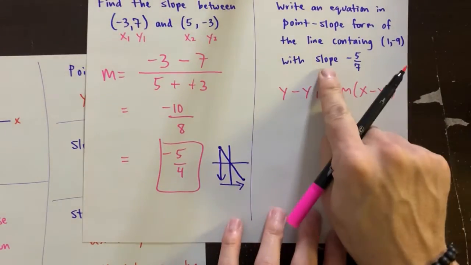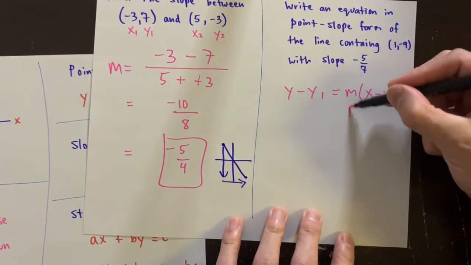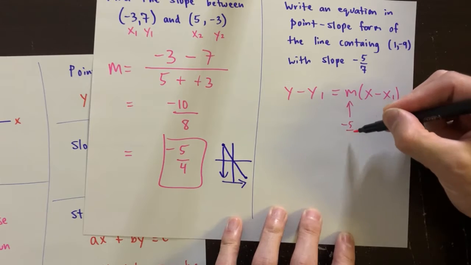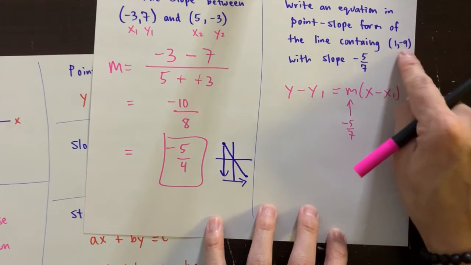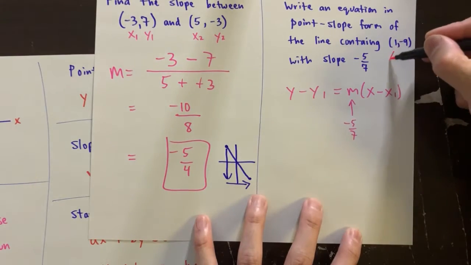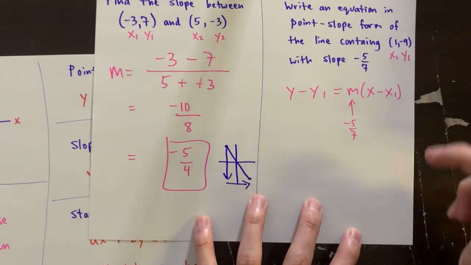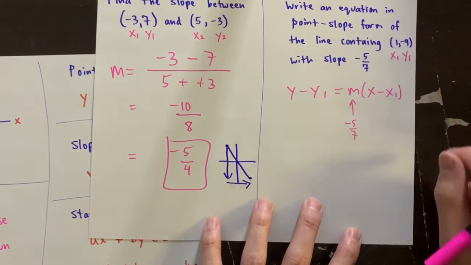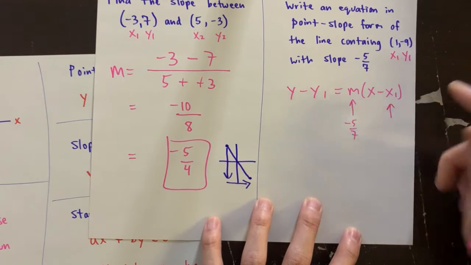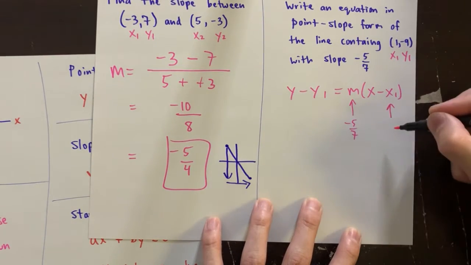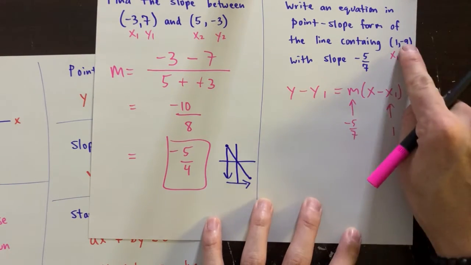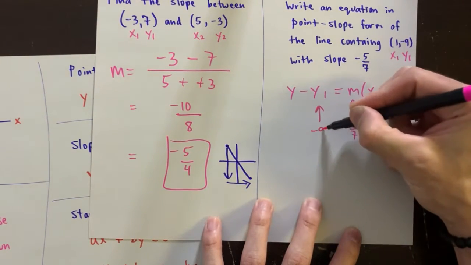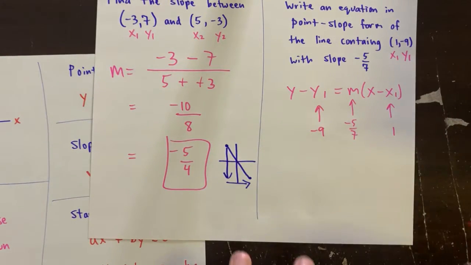And we know our slope is negative 5/7. So that is going to go in for m. And then our given point, whatever point we pass through, whatever point we happen to contain, we can call it x1, y1. And so replacing x1 is going to be the number 1. And then replacing y1 is going to be the number negative 9. So let's make these substitutions.